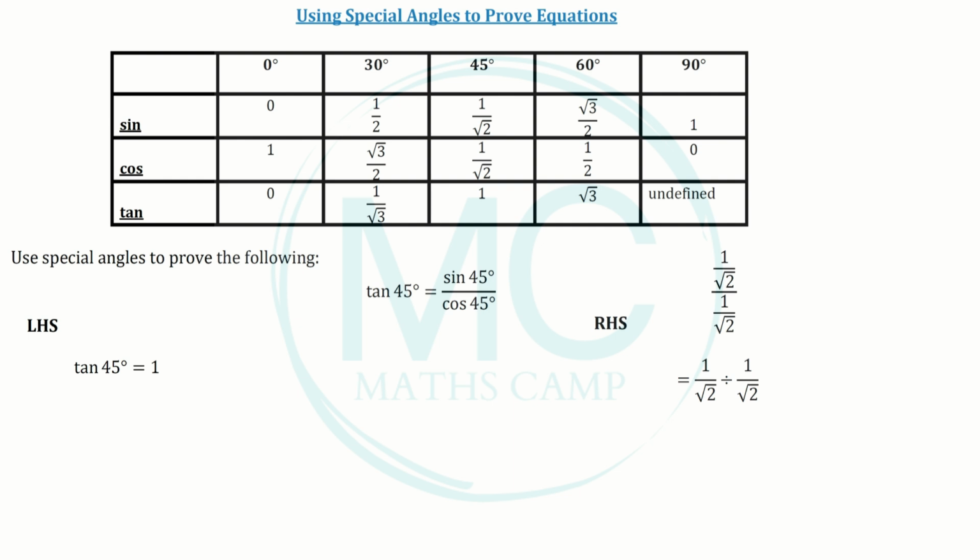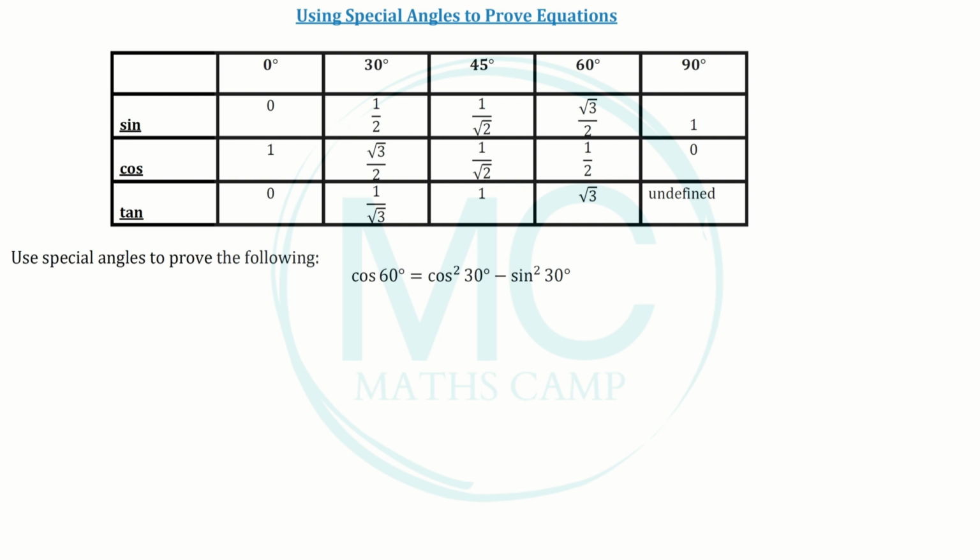Now to simplify, we can tip and times, and we get 1 over root 2 multiplied by root 2 over 1. In these fractions, our 1's will cancel, the root 2's will cancel, and we're left with 1. Now we can see the left-hand side is equal to 1, and the right-hand side is equal to 1. So as our final answer, we say the left-hand side is equal to the right-hand side. And now we can do another example.